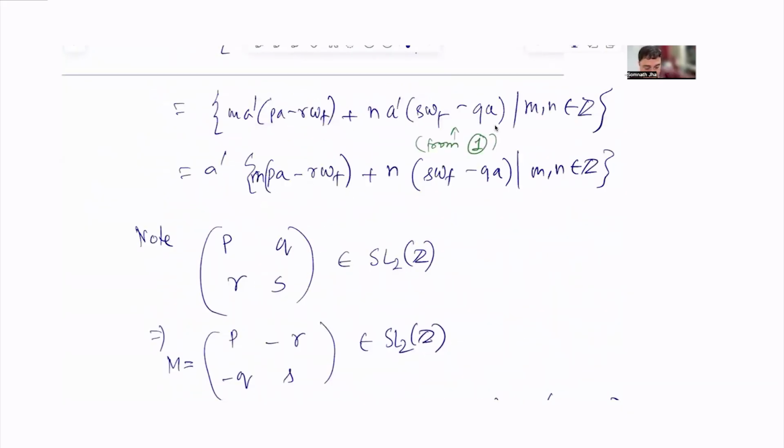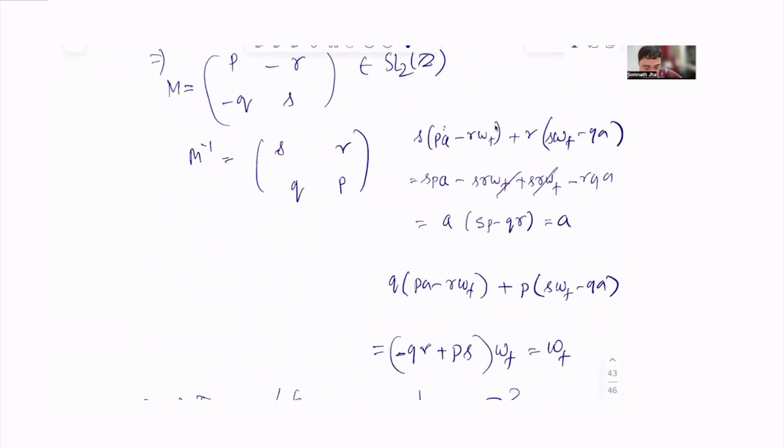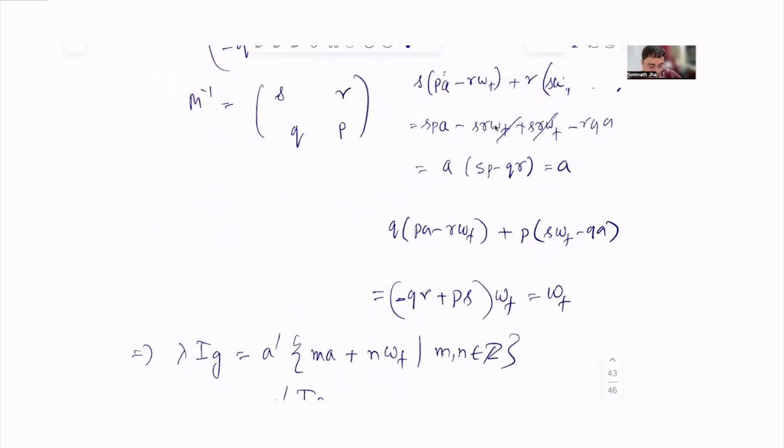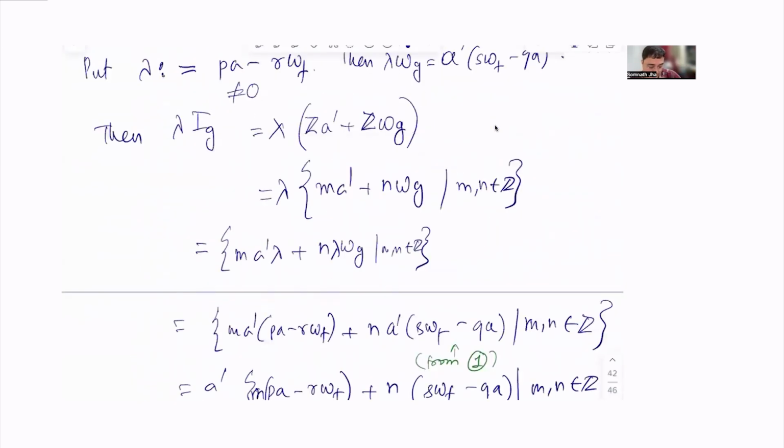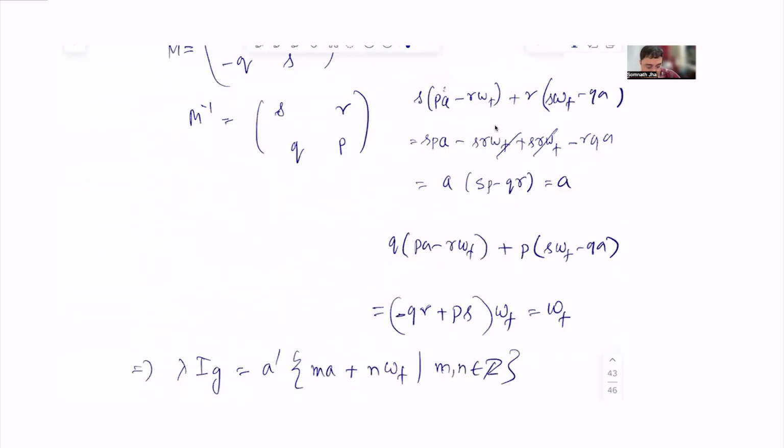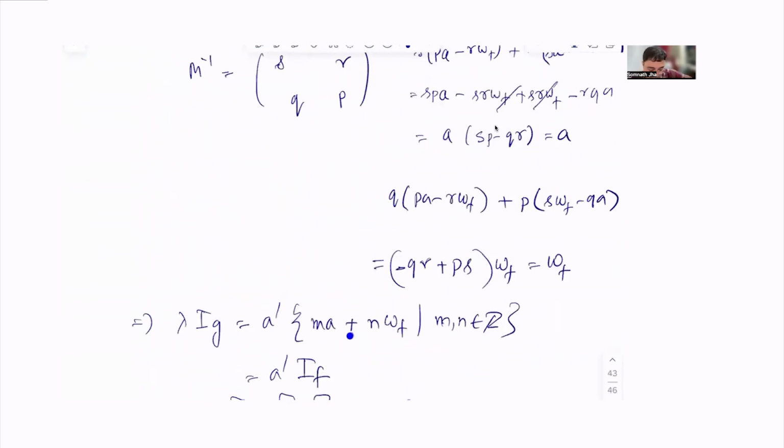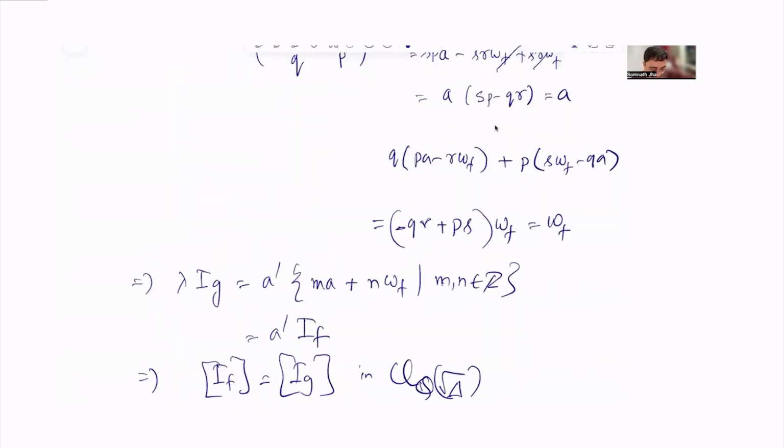So this set contains A and this set contains omega F, so this set contains IF. And clearly it is a combination of A and omega F, so this is contained in IF. So that means lambda times IG is the same thing as A prime times (MA plus N omega F), so it is A prime times IF. And A prime was non-zero because it's a primitive form. So IF and IG differ by something, on one side it's lambda and on the other side it's A prime. So their equivalence classes in the class group are the same.